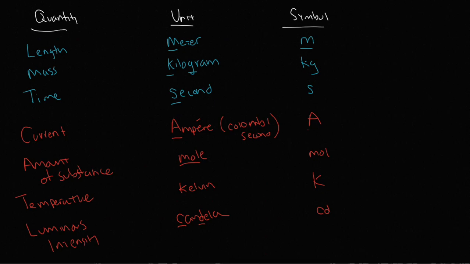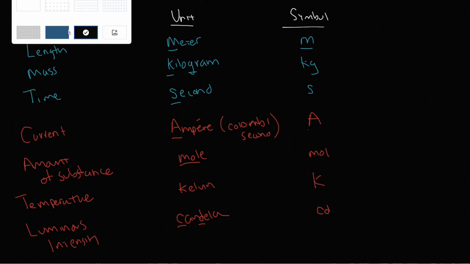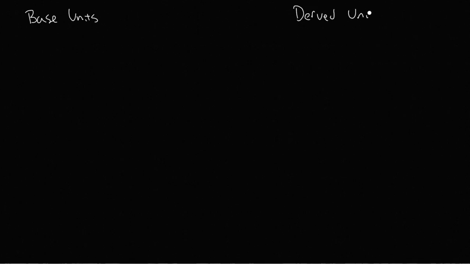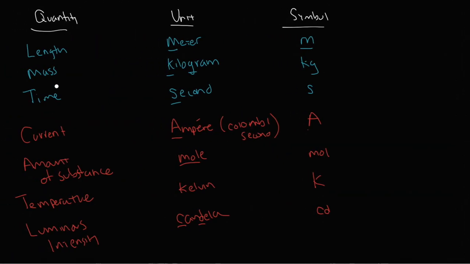In each measurement system, there are base units and derived units. We can talk about that right here. We have base units, and we have derived units. Base units are the standard units around which the system itself is designed. If we look back to this table, meter, kilogram, second, those would be base units. That's what the system itself is designed around.